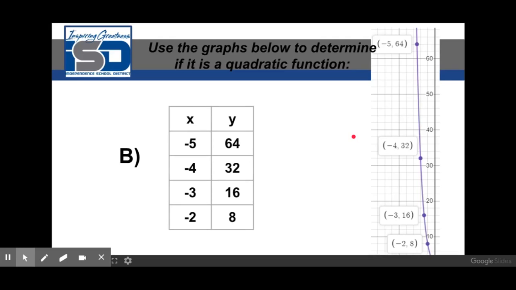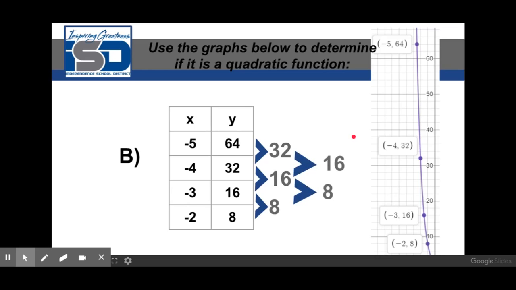The table for B looks like this. The first difference should have been 32, 16, and 8. The second difference is 16 and 8. They do not match, so this is not a quadratic function, but the patterns repeat, giving it away that this is an exponential function. So we would want to find our rule, or our multiplier for our r. If I look at my numbers from 32 to 16, how do I get there? And from 16 to 8, well, they're being divided by 2 or multiplied by a half.